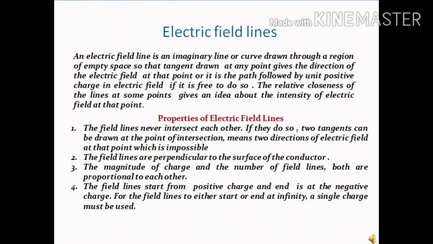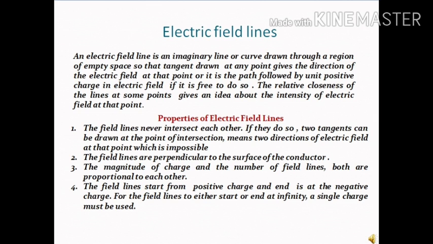The relative closeness of the lines at some point gives an idea about the intensity of the electric field at that point. Properties of electric field lines. The field lines never intersect each other. If they did, two tangents could be drawn at the point of intersection, meaning two directions of the electric field at that point, which is impossible.